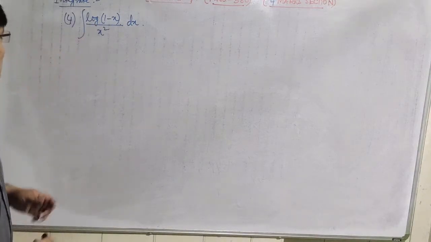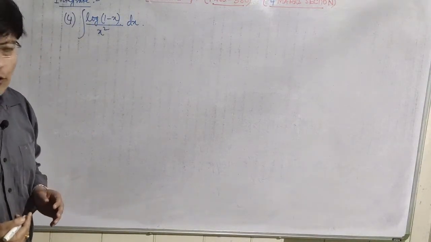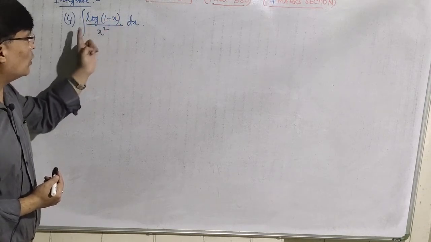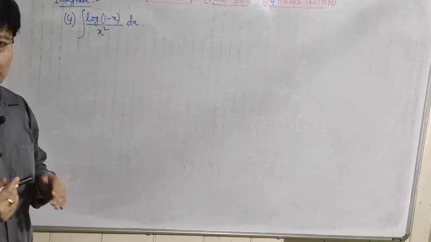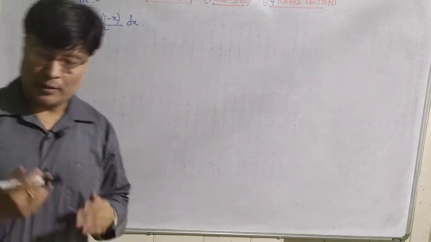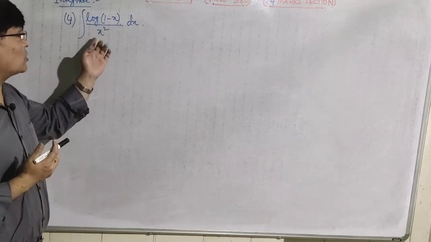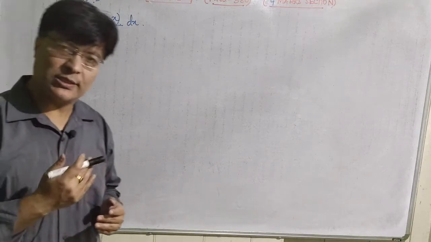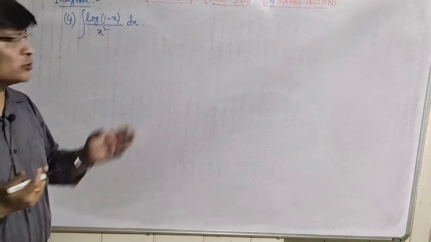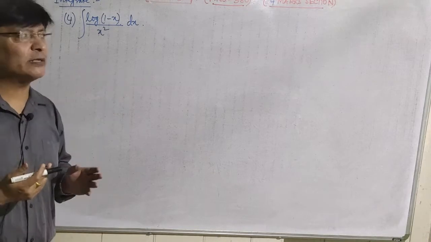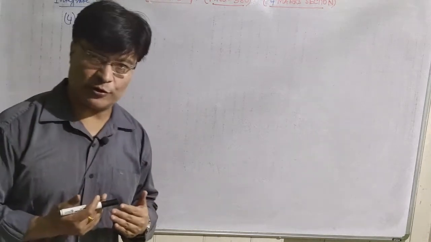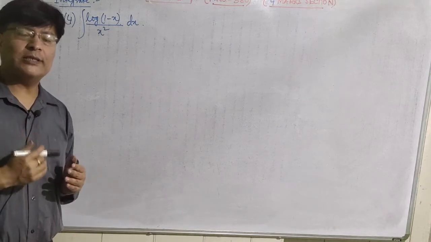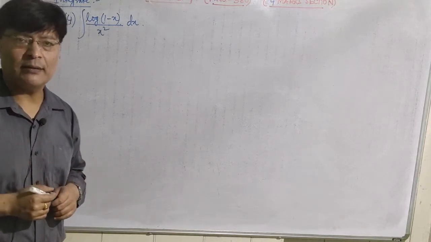So now we'll do the next question, that is question number 4. Integration of log of (1 minus x) divided by x square dx. Here also we can take this x square to the numerator, so it becomes x to the power minus 2. X to the power minus 2 is an algebraic function, and log of 1 minus x is a logarithmic function. So this is the integration of the product of two different functions. So in this case also you have to use integration by parts.